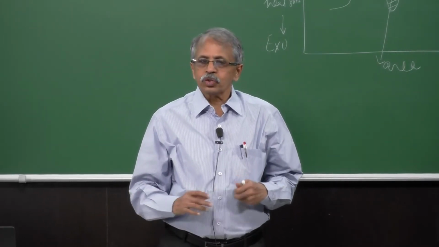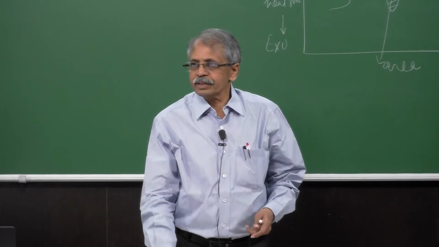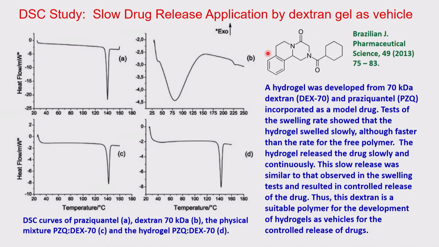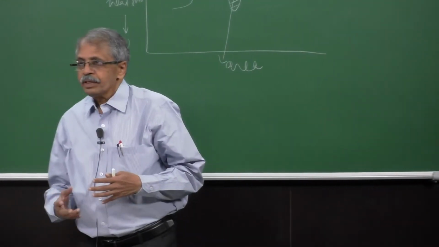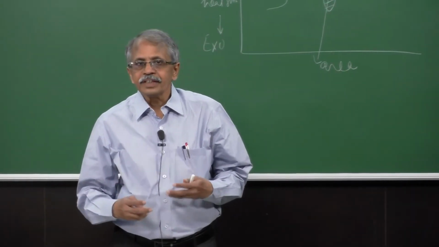In that context, here is an example of how DSC can help us. This is again dextran, which I mentioned in the previous case, and dextran can form a gel under certain conditions, and in that gel you can put your drug molecule. Here the drug molecule is shown, it has a certain name, praziquantel, it does not matter. So this is the drug. We need to find whether the drug is loaded into the gel and whether it is able to be released slowly. Can these be identified by the DSC technique?